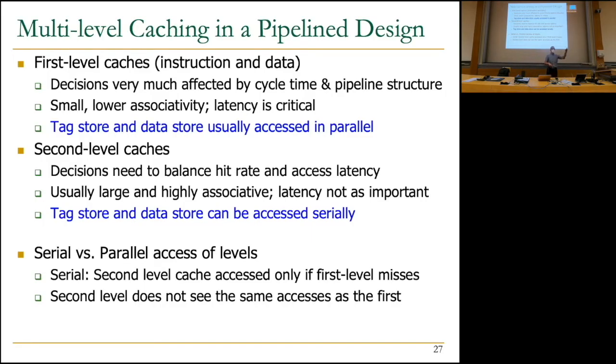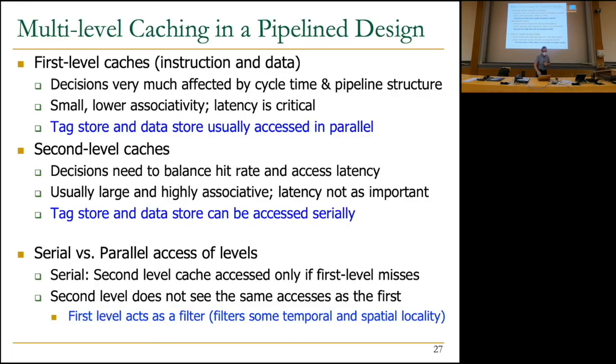Which means that L1 caches see all the accesses coming from the processor. So they can actually understand the access patterns much better. The access pattern that goes to the L2 cache is filtered by L1. And it keeps getting filtered as you go to memory. So basically, the first level filters some temporal and spatial locality. This affects the management policies a lot.